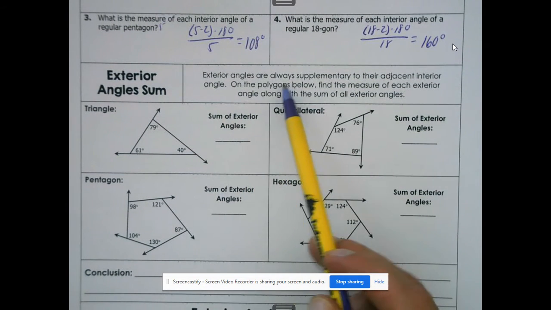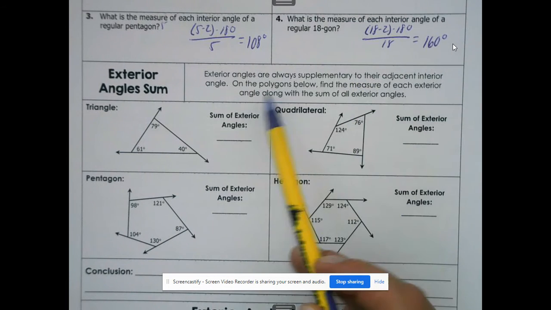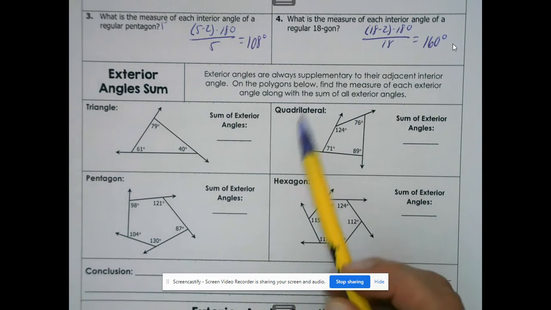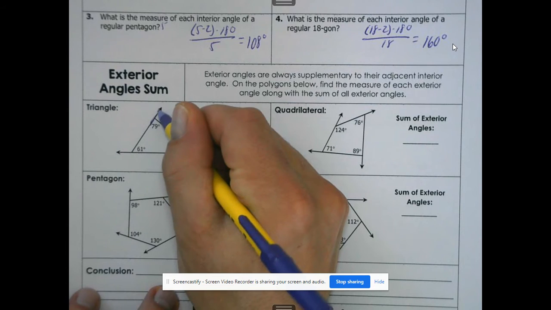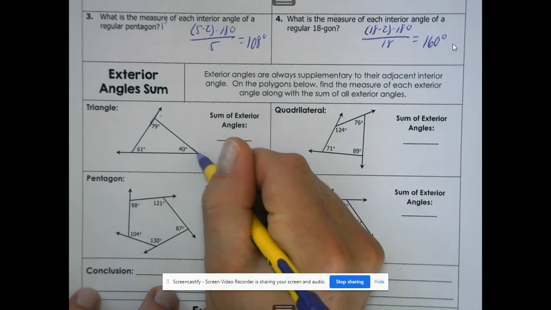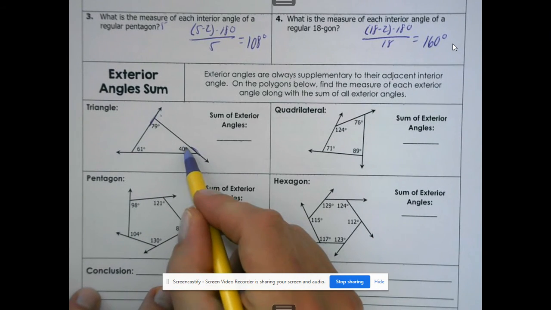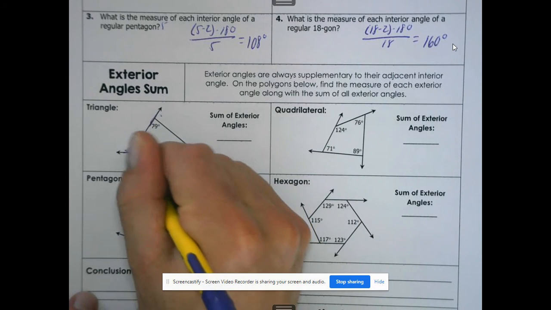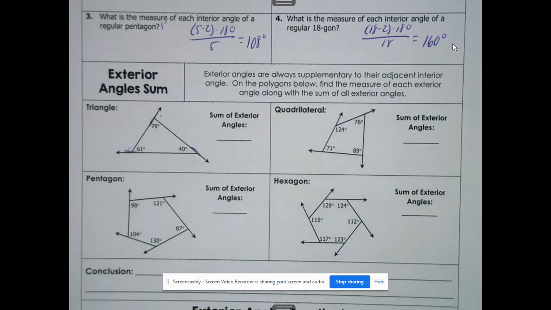Exterior angles are always supplementary to their adjacent interior angle. So what that means is this. These right here add up to 180. These right here add up to 180. These right here add up to 180.